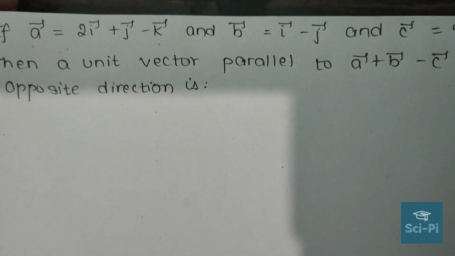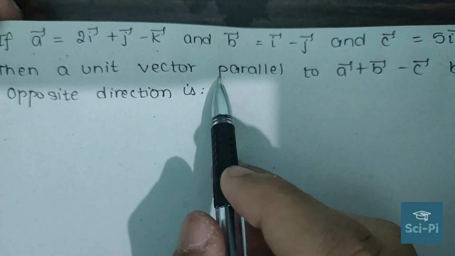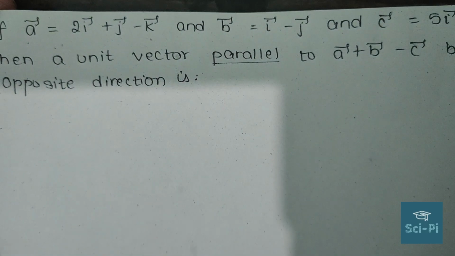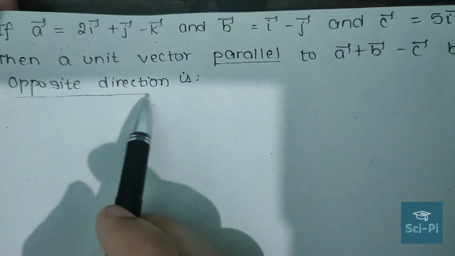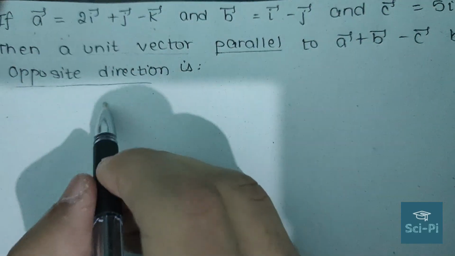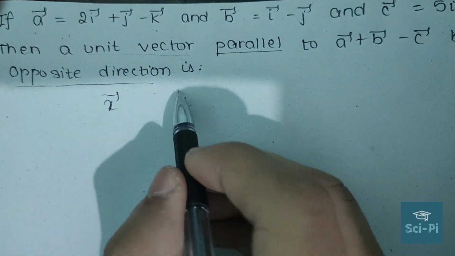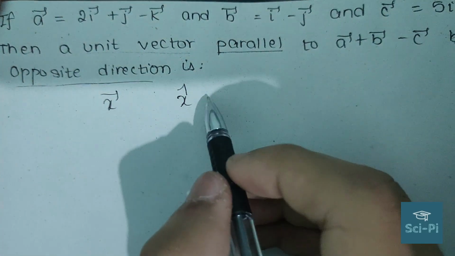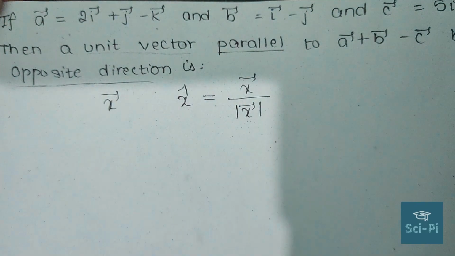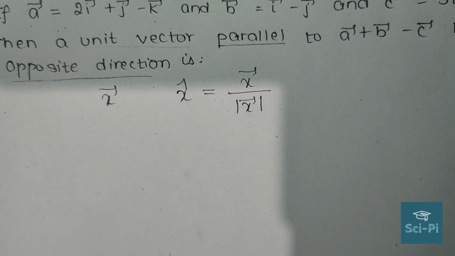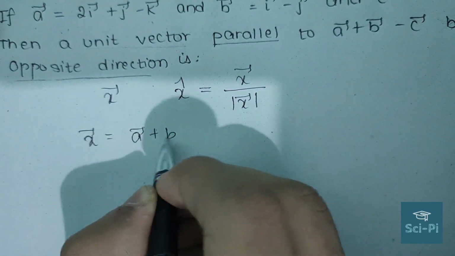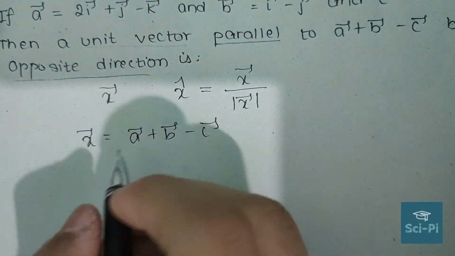Alright. Let's not be confused by hearing this word parallel, because that adds nothing over here in our solution. But opposite direction means negative vector, and unit vector, let me give you an introduction of unit vector. If x vector is any vector, then the unit vector of x is represented by x cap, and this would be equal to x vector divided by the magnitude of x vector. This being said, now here in our question, x vector will be equal to a vector plus b vector minus c vector.